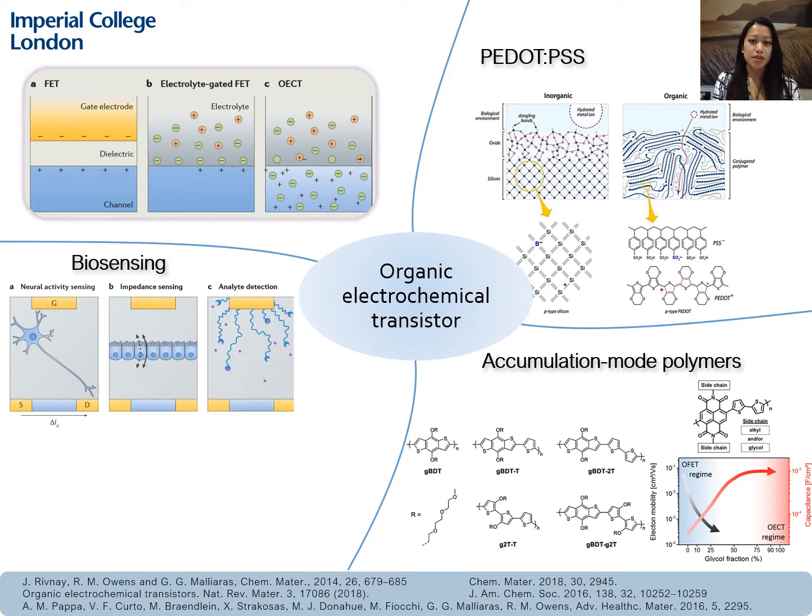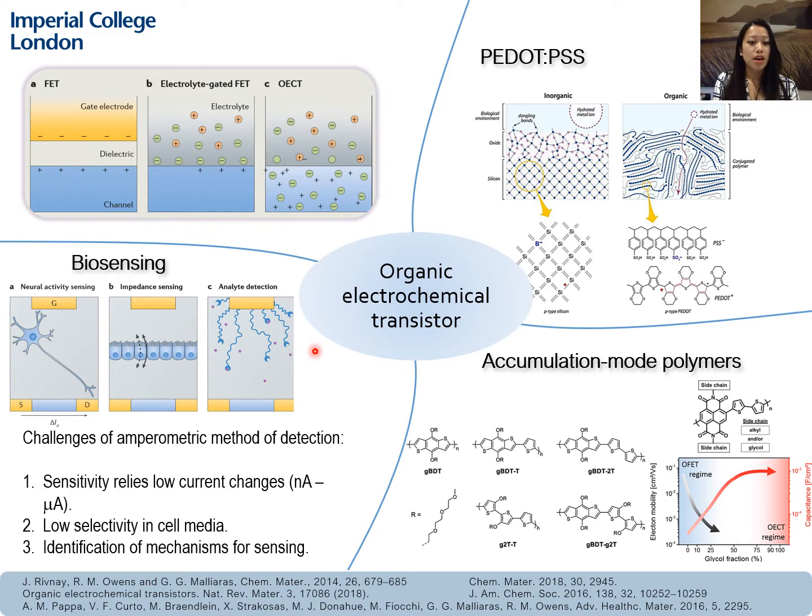Within OECT biosensing applications, there are a few various forms of sensing, including neurological, impedance, and analytes such as metabolites. All of the above currently relies on electrical current changes, so it's an amperometric method of detection. And although this has been essentially a widely used probe for biosensors, this method tends to have its challenges.